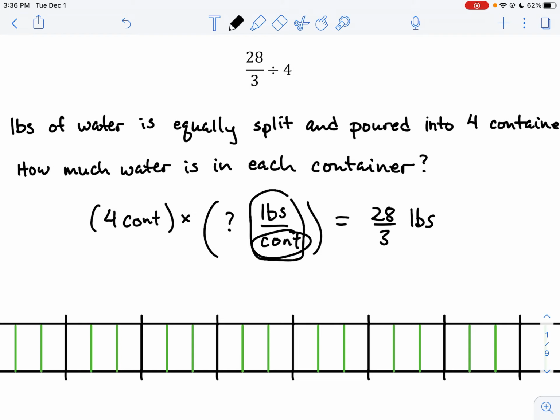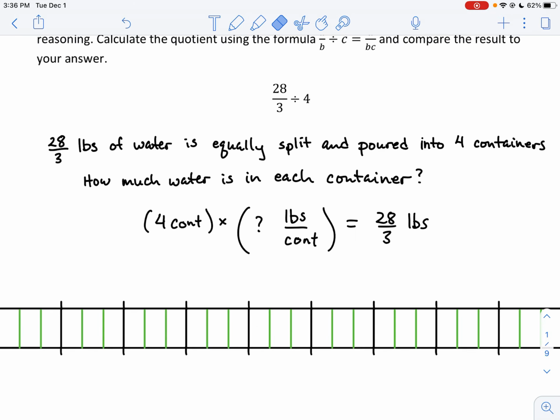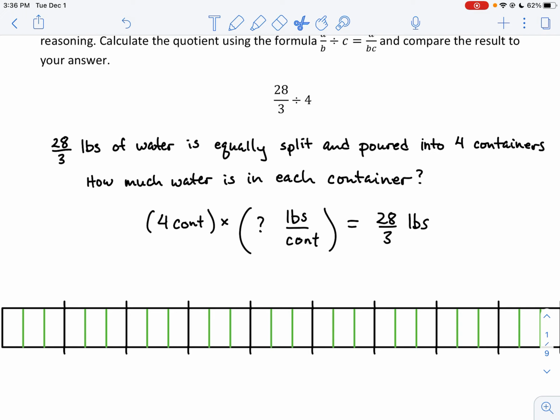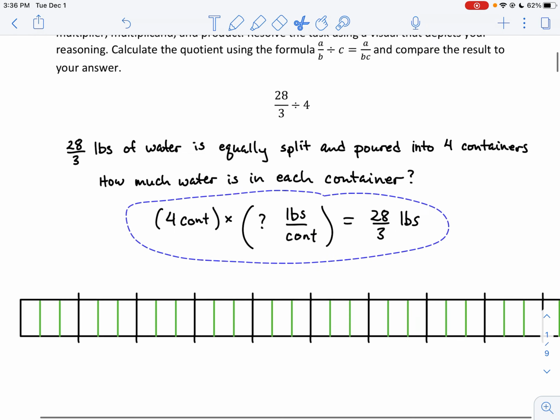Once you decide whatever units you want here, the denominator unit, the containers, should match the unit of your multiplier, and the numerator unit will match the unit of the product. So that is a guide for knowing what number should wind up going where. Sometimes it's easier to start off with this type of thing and say, okay, I have 4 containers and 28/3 pounds, and I'm looking for how many pounds per container.